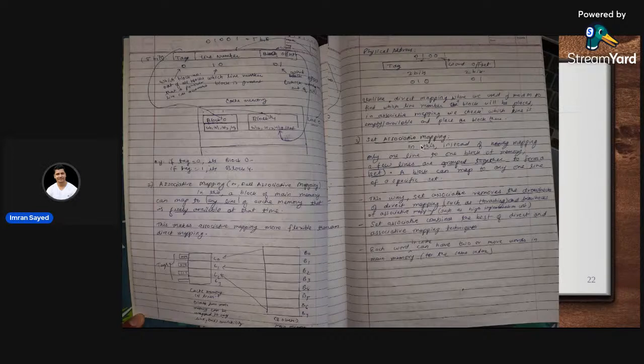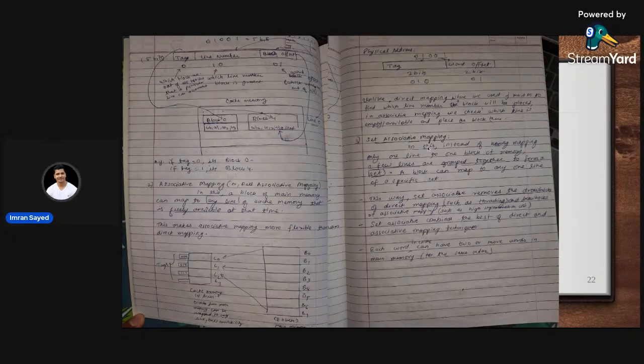Now we talk about the set associative mapping. In this, instead of mapping only one line to one block of the memory, a few lines form a set. That's why it's called set. So two or more lines form a set, and then each block can be mapped to a particular set, which means inside that set it can be placed in any of the lines. This way, set associative removes the drawback of direct mapping, because direct mapping can cause thrashing, and associative mapping, which we learned here, has the drawback of high implementation cost.